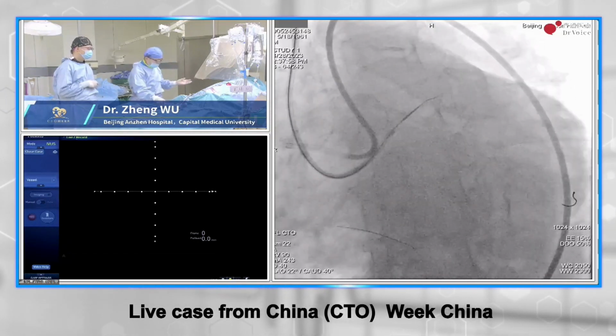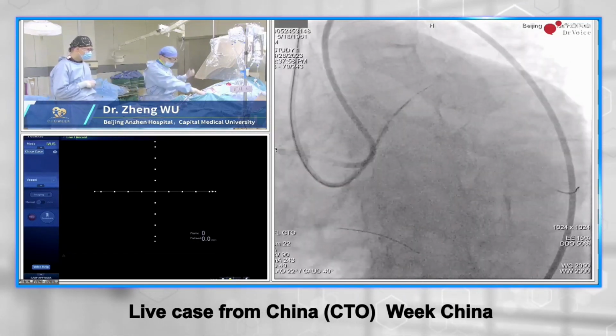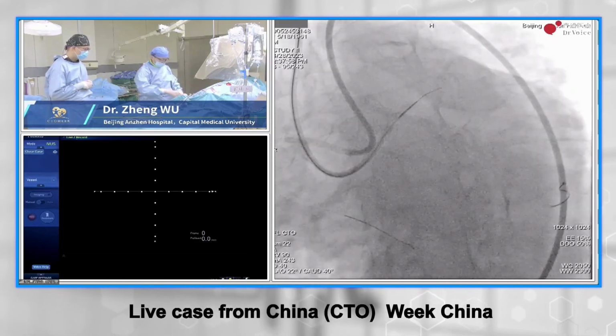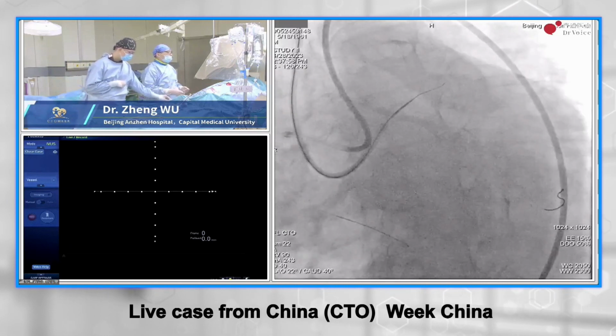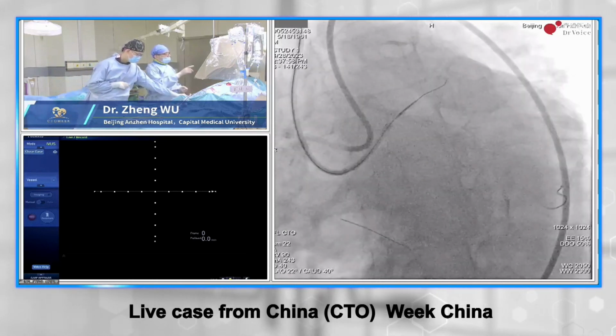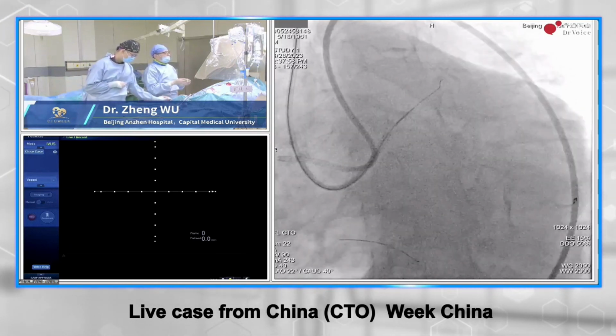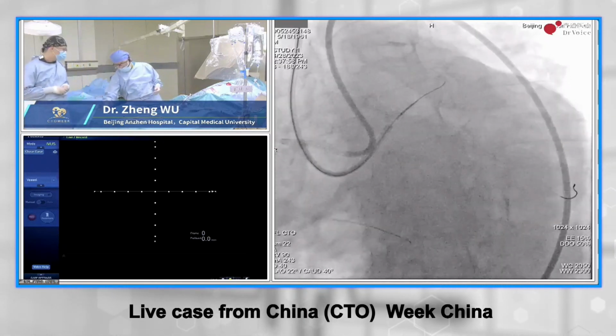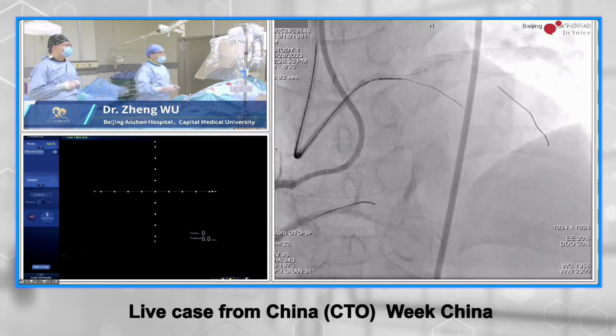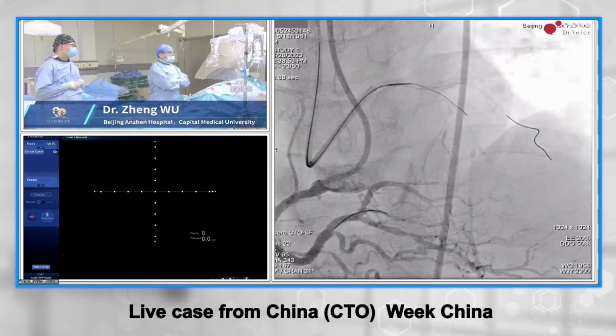It's quite important. Whether it's in the true lumen or in the subintimal lumen, I don't care because we have good collateral. So the first important thing is that we can find the vessel structure. After that, I can confirm it. Do you think a retrograde injection will help?